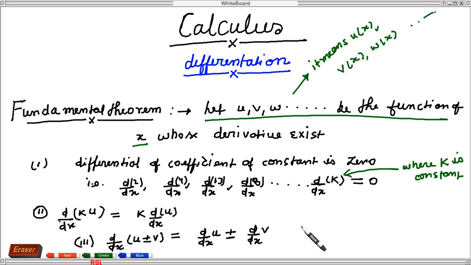If the differentiation is in additive or subtractive form, meaning u plus v and u minus v, if such a case occurs, then you will break them like this. If there is a plus, meaning u plus v, then you will break it into d/dx of u plus d/dx of v, and if there is a minus, then d/dx of u minus d/dx of v.